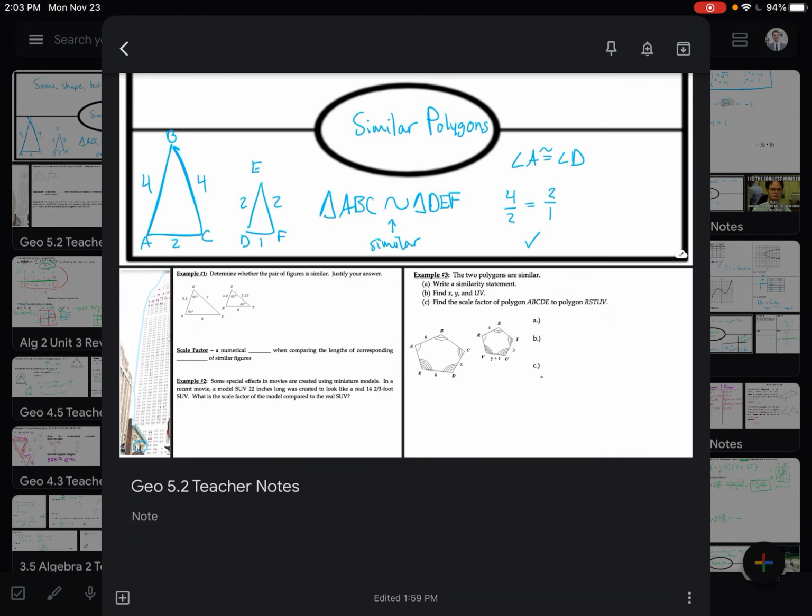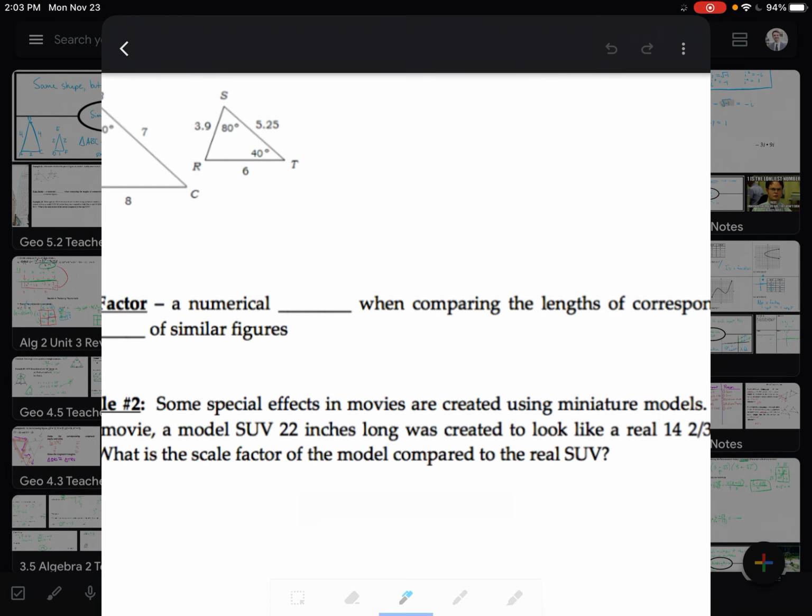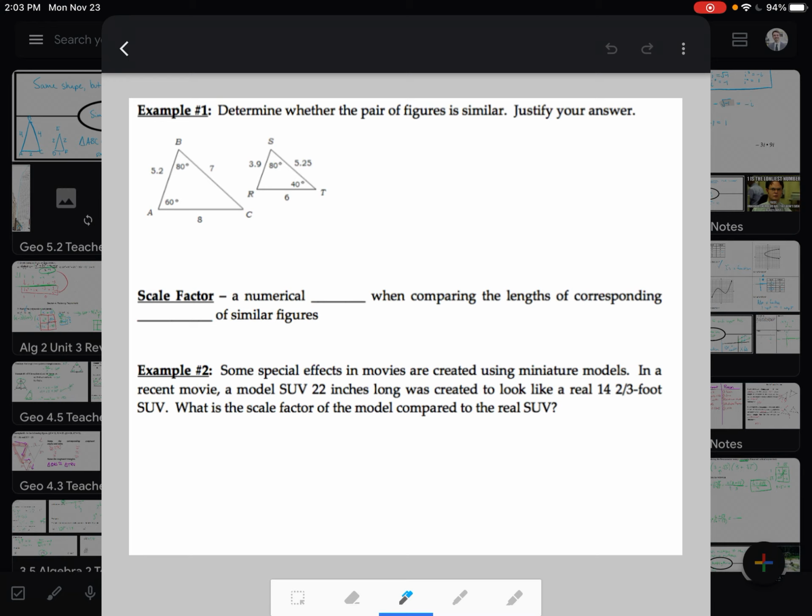So let's actually jump into some of those questions that we're going to be expected to solve. So first things first, for example number 1, are they similar? So the sides don't have to be the same measurement, but they do have to be in a constant proportion. And we also know that our angles need to be exactly the same. So first things first, angle B and angle S, that works out for us. But we don't know these two missing angles here. So for our first one, we have to solve for that.